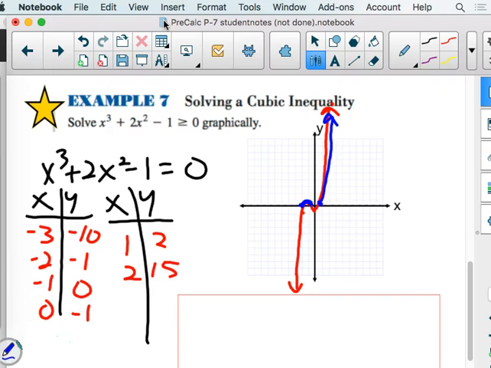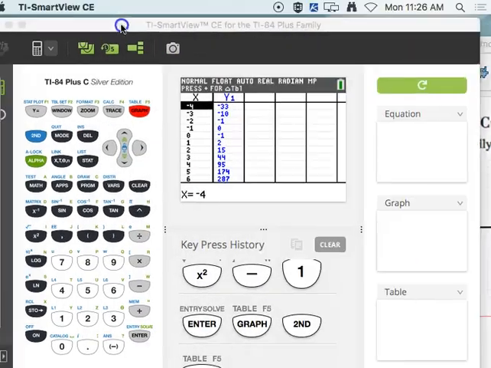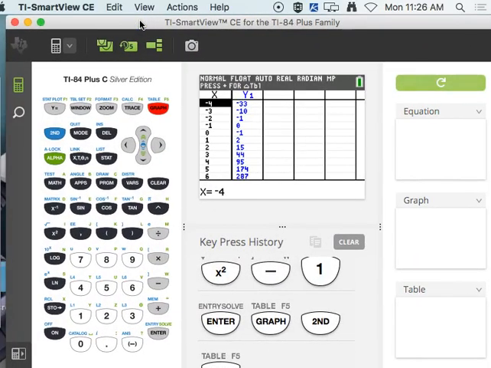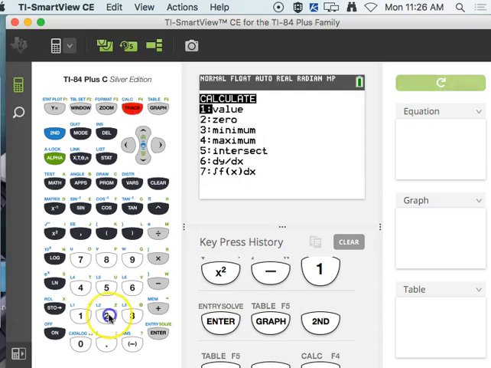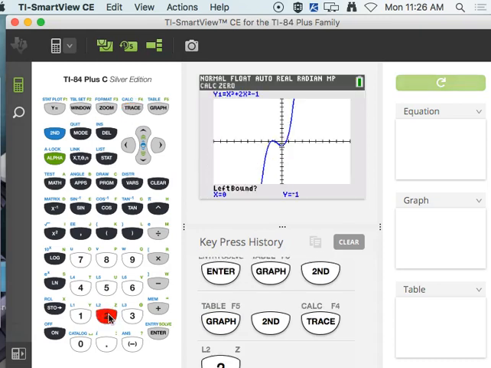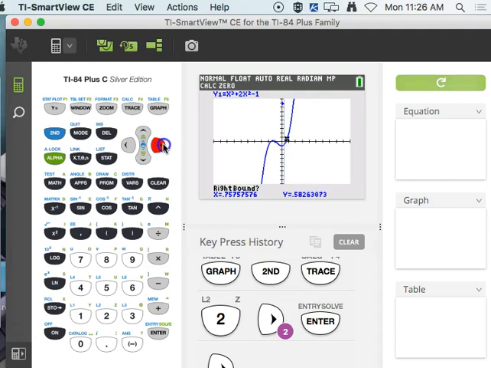The good news is we know one of them. The table gave us one. This is -1, 0. But we need the two other ones. So we're going to go back to the graphing calculator and use our zero feature. Second trace, number 2. And I'm going to find the rightmost 0 first. So I think I'd like to do some zooming in to get the other one. So 0.618 for that rightmost one.